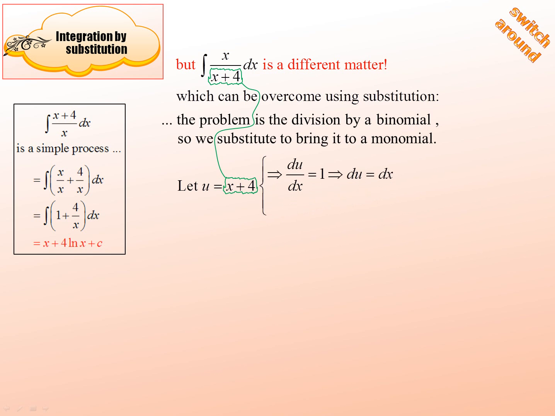Which means we have du by dx equal to 1 and du equals dx. But now we have to worry about that x on top, because we can't have an x over u dx. Well, dx we know is du. We have to find what x is equal to. Well, that's pretty straightforward. If u equals x plus 4, x equals u minus 4.